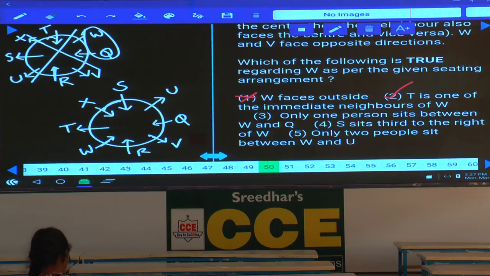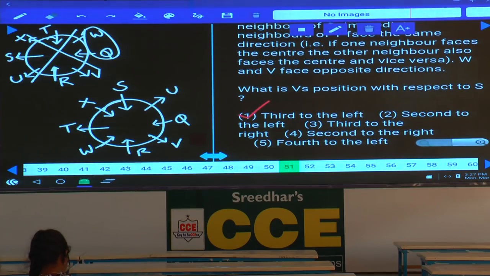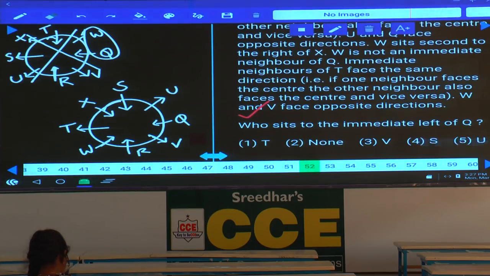Then 51. What is V's position with respect to S? S is facing the center, 1, 2, 3. V sits third to the left, that is choice 1. Question number 51, choice 1 is answer. Then 52. Now in this 52, who sits to the immediate left of Q? Q is facing the center and V is to the immediate left of Q, choice 3.